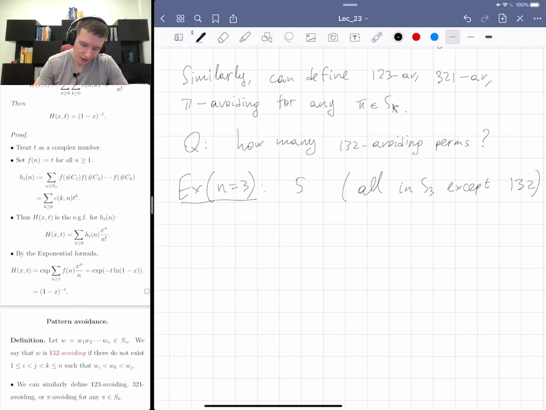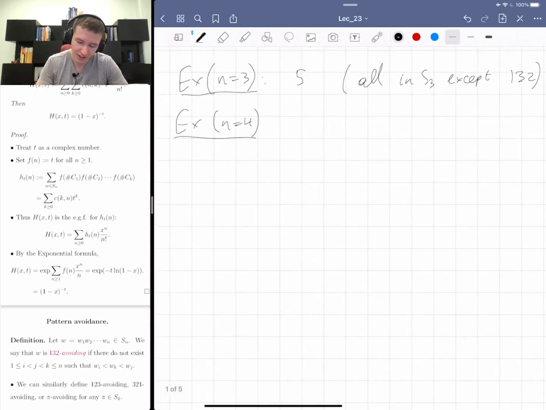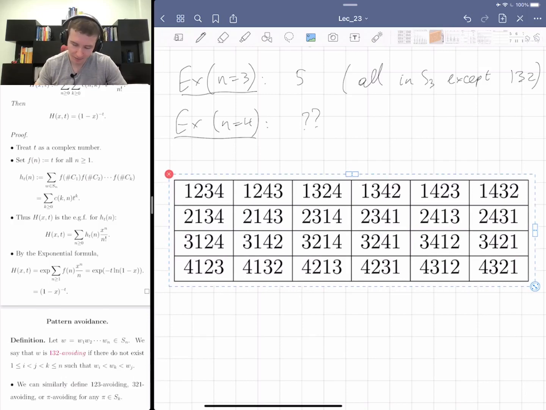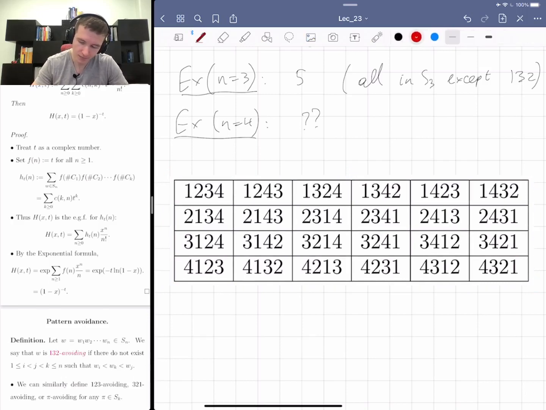Okay, now let me try to compute n equals 4, which is harder, but it is instructive. Can anybody guess the answer, by the way? 8. Okay, interesting. So you're thinking Fibonacci. That's close, but not quite. All right, let's try. Here are all the 24 permutations in S4.